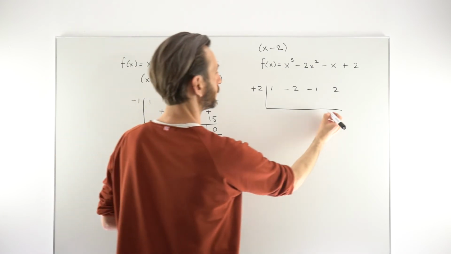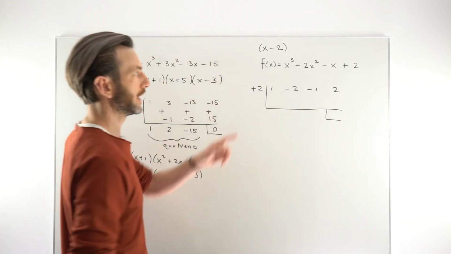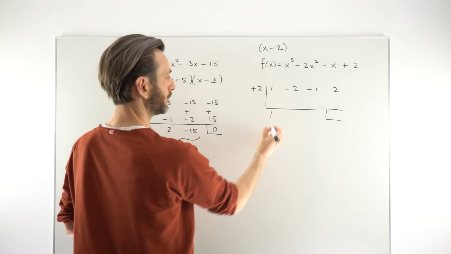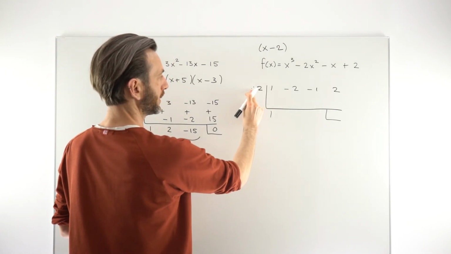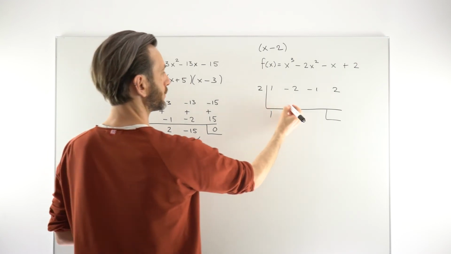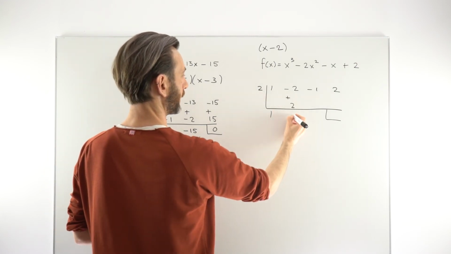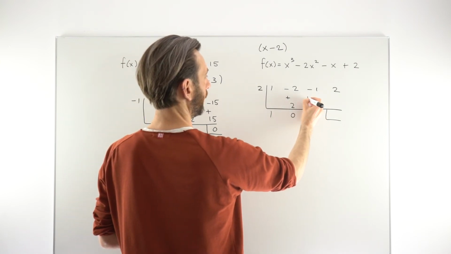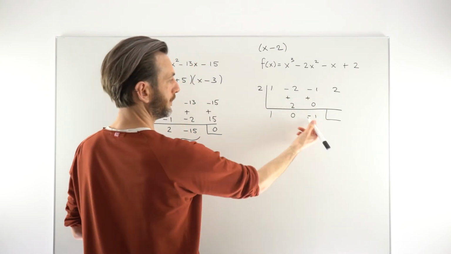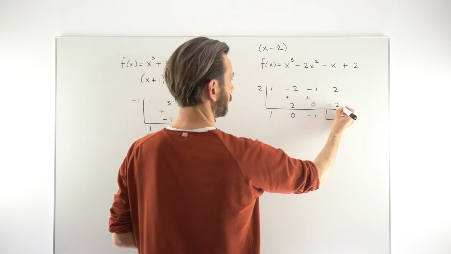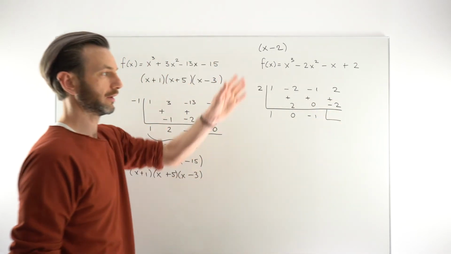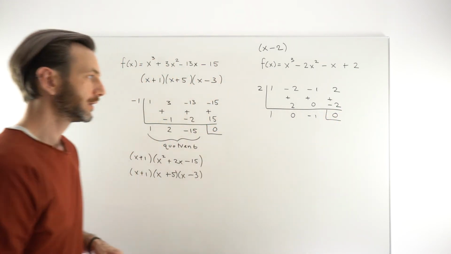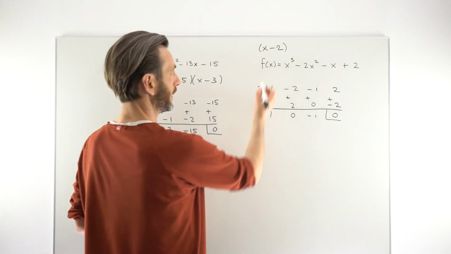So we're going to be looking for that 0 remainder again to validate that that is one of our factors. Just pulling down the first number, a 1. 1 times 2 gives you 2, adding these together and you get 0. 0 times 2 is 0, adding those together you get minus 1. Minus 1 times 2 is minus 2, adding those together in that final column, and we get the 0 that we were looking for. So that's perfect. That tells us that that is a factor.